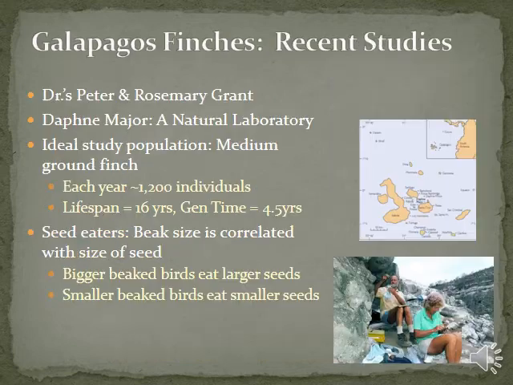And so more recent studies, moving forward from Charles Darwin to the Grant study, which we'll focus on for today's laboratory. Dr. Peter and Rosemary Grant essentially used a very small island within the Galapagos island chain as their natural laboratory. This was an ideal location to study one species, the medium ground finch. Each year they visited the island and captured and marked over 1,000 individuals, so essentially all individuals on this island were marked and tagged.